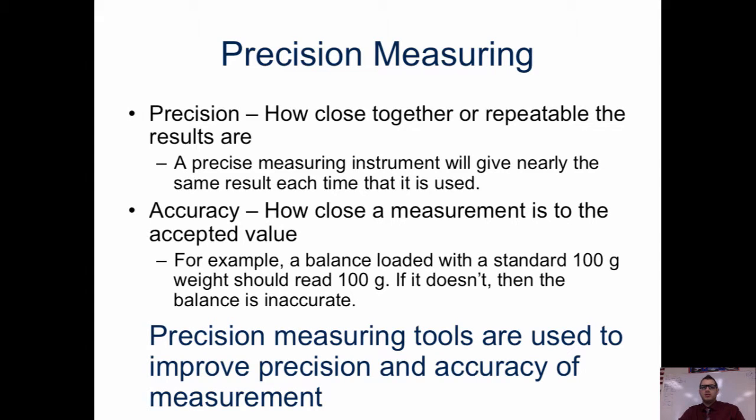Accuracy. How close a measurement is to the accepted value. For example, a balanced load with a standard of 100 grams weight should read 100 grams. If it doesn't, then the balance is inaccurate.